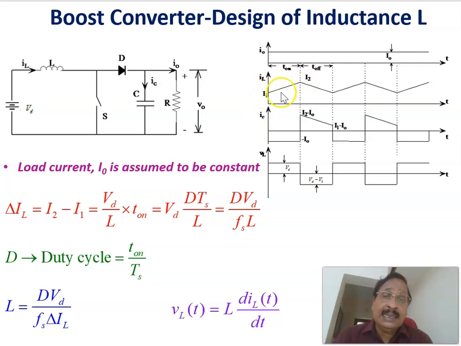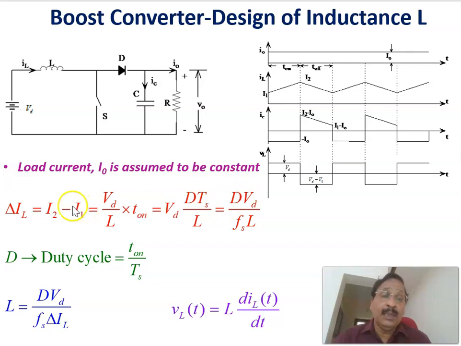And this change in current, the slope of this current is given by VD by L. VD by L is the rate at which the current is changing, or the slope of this current. And for this time, that is the on period, how much is the change? That is equal to delta IL. For VD by L, into the on period, that is the total change I2 minus I1, or VD by L into T on equal to dTs. D is the duty cycle, and Ts is the time period.